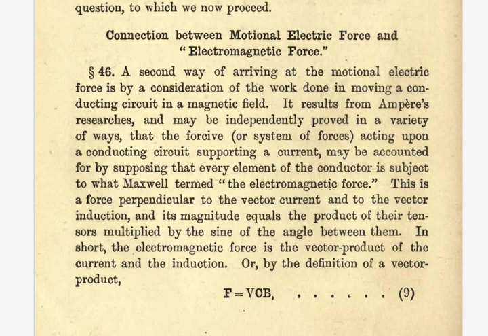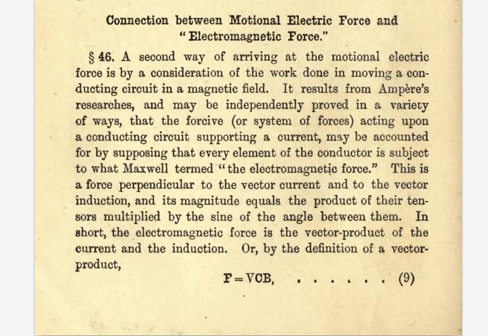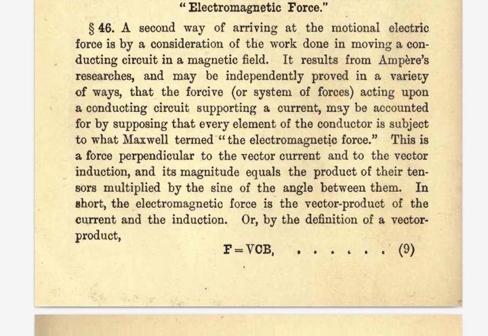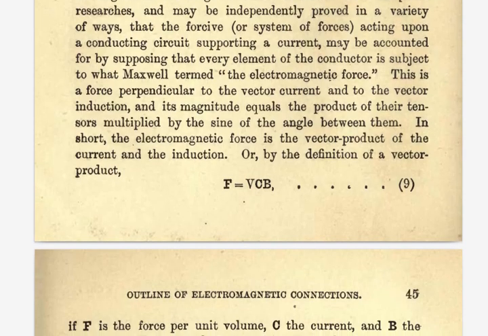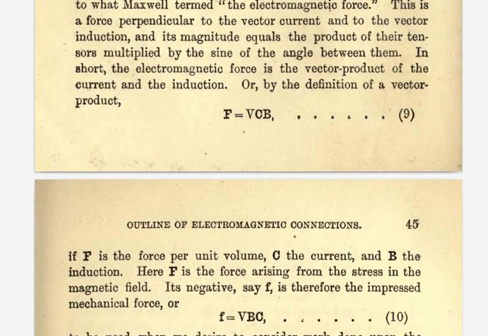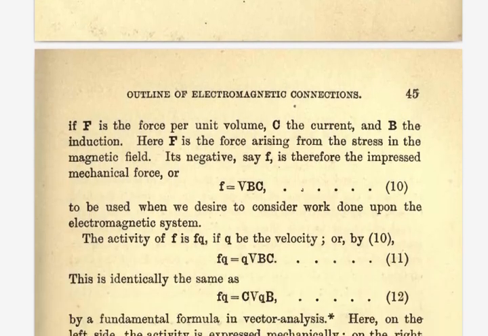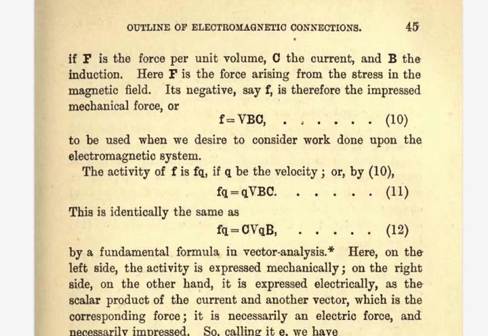It results from Ampere's researches, and may be independently proved in a variety of ways, that the force acting upon a conducting circuit supporting a current may be accounted for by supposing that every element of the conductor is subject to what Maxwell termed the electromagnetic force. This is a force perpendicular to the vector current and to the vector induction, and its magnitude equals the product of their tensors multiplied by the sine of the angle between them. In short, the electromagnetic force is the vector product of the current and the induction. Or, by the definition of a vector product, F equals vector product CB, if F is the force per unit volume, C the current, and B the induction.